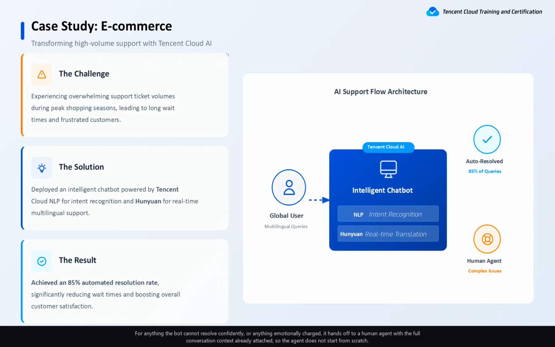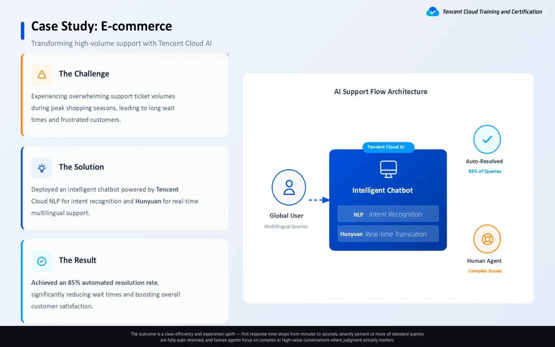For anything the bot cannot resolve confidently, or anything emotionally charged, it hands off to a human agent with the full conversation context already attached, so the agent does not start from scratch. The outcome is a clear efficiency and experience uplift. First response time drops from minutes to seconds.